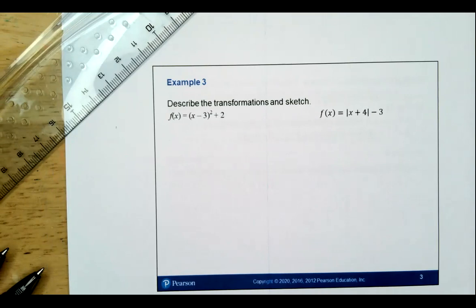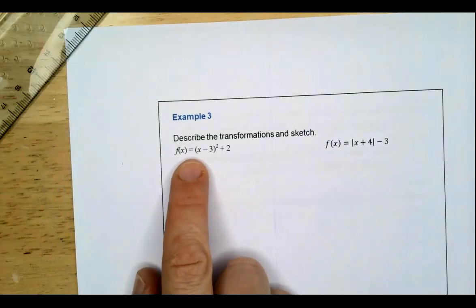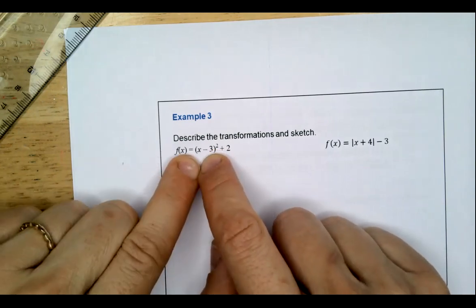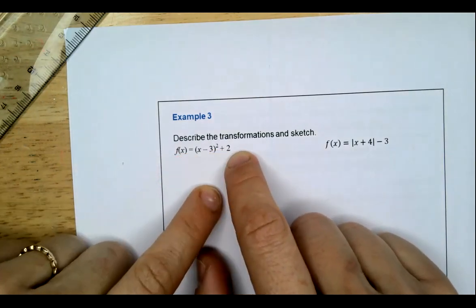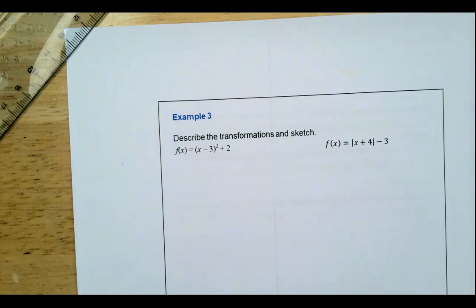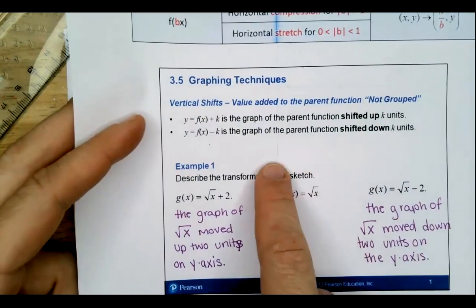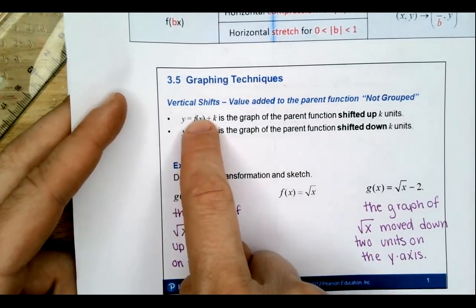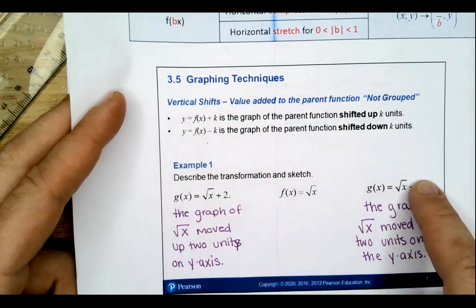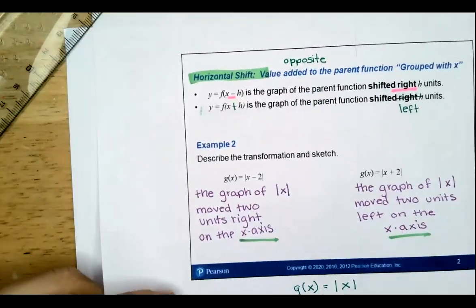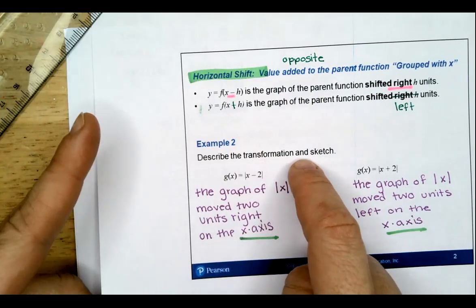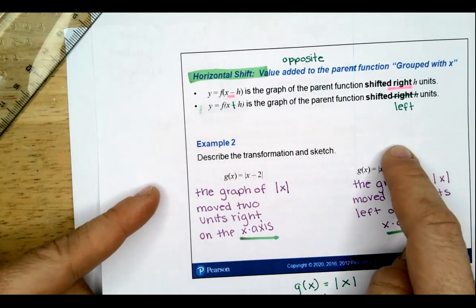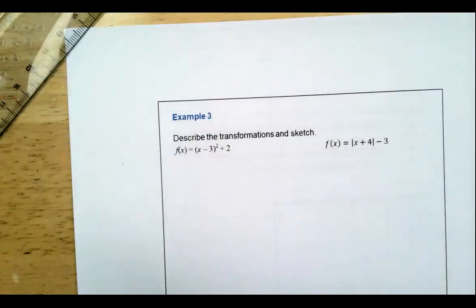We're jumping right to f of x equals quantity x minus 3 squared plus 2. What you want to start with, just like we started with example 1 and example 2, is to identify the parent function and identify how you changed it. We moved it 2 up on the y-axis, 2 down on the y-axis, 2 to the right on the x-axis, 2 to the left on the x-axis. So just keep this with you.